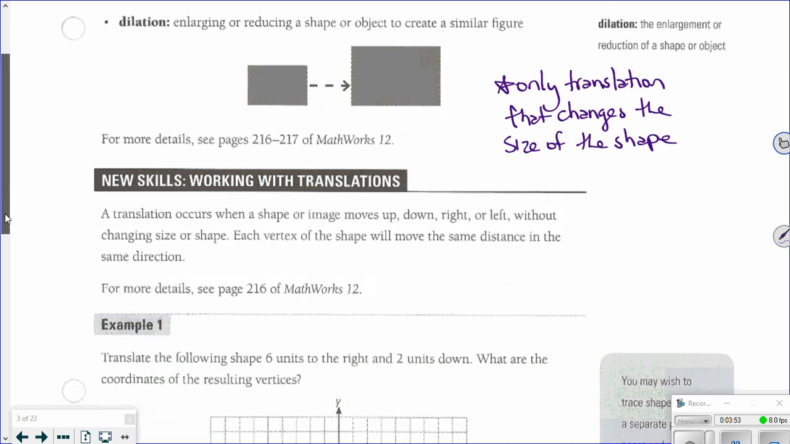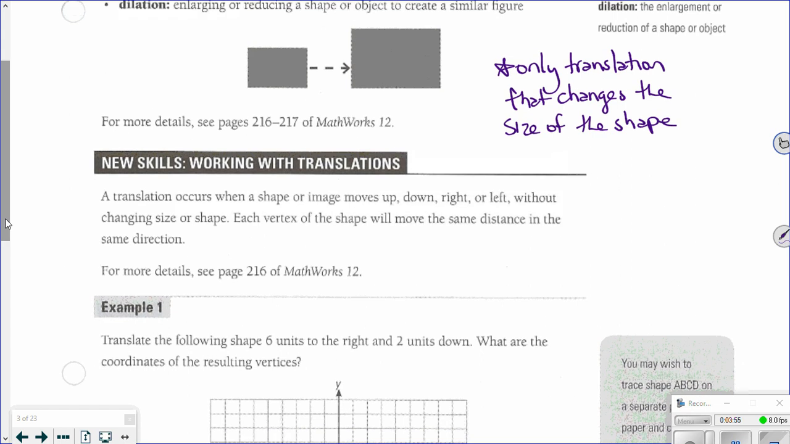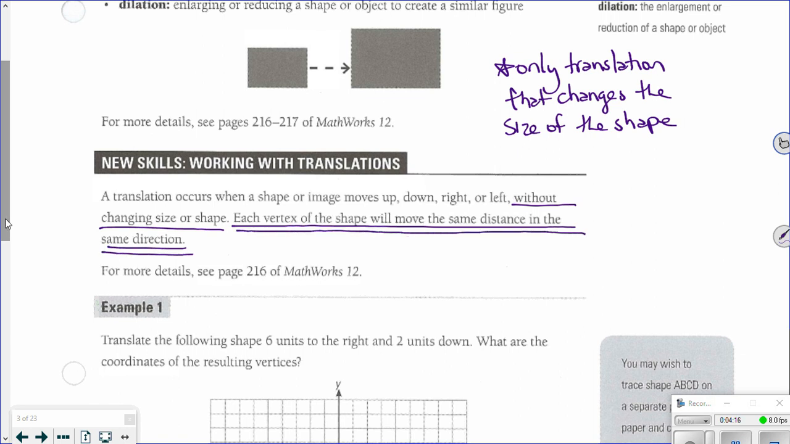Okay, we're going to start with translations though, because translations are the easy ones. A translation occurs when a shape or image moves up, down, right, or left without changing size or shape. Each vertex of the shape will move the same distance in the same direction. This is kind of the key to doing a translation. Each vertex moves the same distance in the same direction.